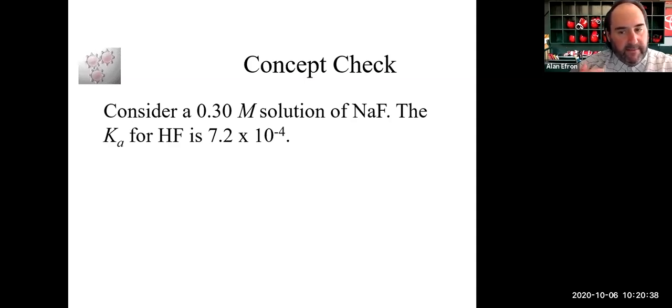So again, think about everything we talked about. Think about what type of salt it is, what should be happening. See if you can get, obviously, the equation written for what's going on. Start the ice table like normal, see how you go. And again, we will talk about it in just a few minutes. But why don't you give it a try and see what you come up with.